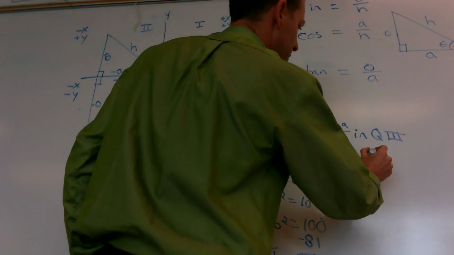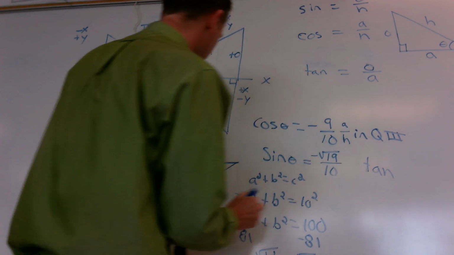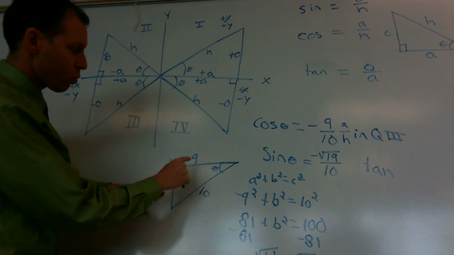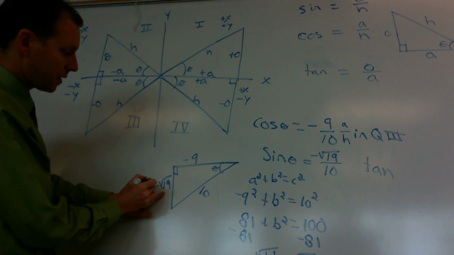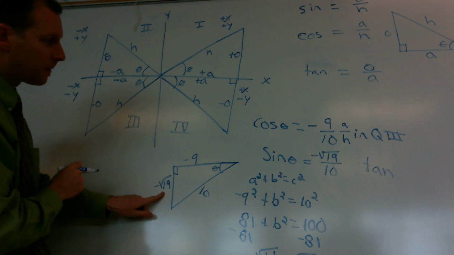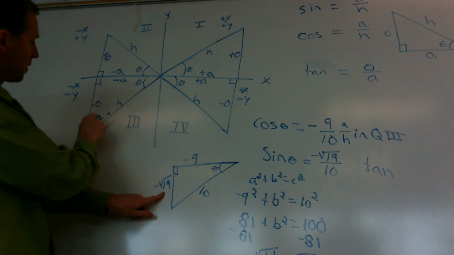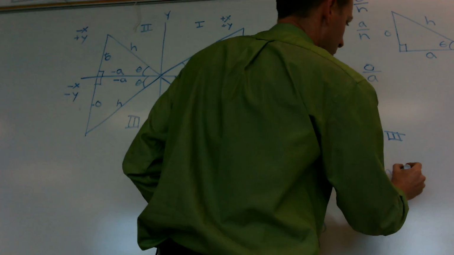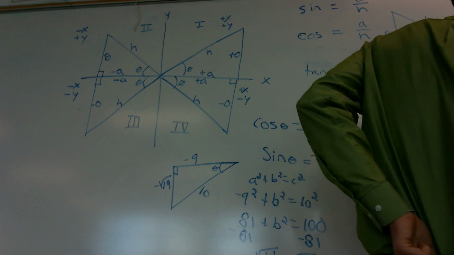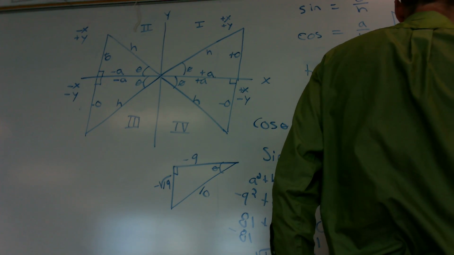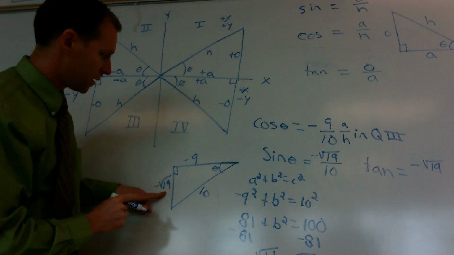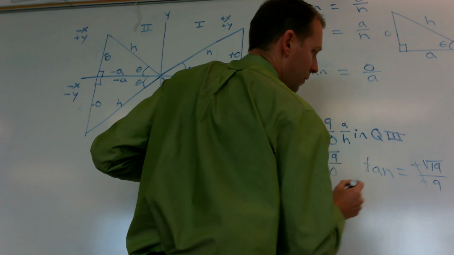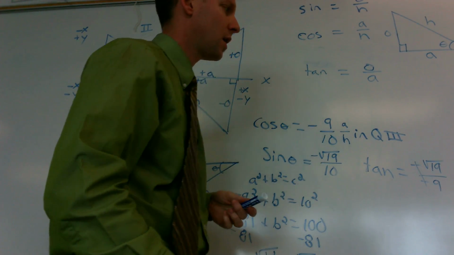Now tangent's easy to figure out because we have all of them. Tangent is opposite over adjacent. Probably should put our negative there because it matches up here. So that one's negative and that one's negative. That's the triangle we're doing there. We place our values in: negative square root of 19, opposite over adjacent, over negative 9. Negatives cancel out, so your final answer is square root of 19 over 9.